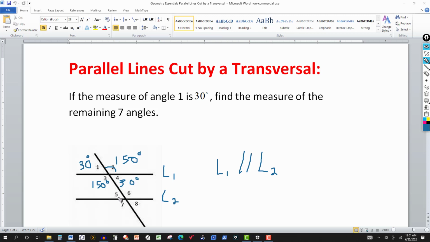Now angle 3 and angle 5 are interior angles on the same side of the transversal. Those are supplementary. So this is 150 and this has to be 30. And for angle 6, again, same thing. I can say 5 and 6 have to be supplementary. Or I can say that angle 3 and angle 6 are alternate interior angles on the opposite side of the transversal. Those have to be equal, so this has to be 150.